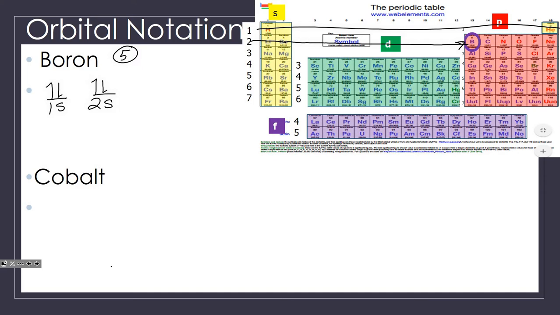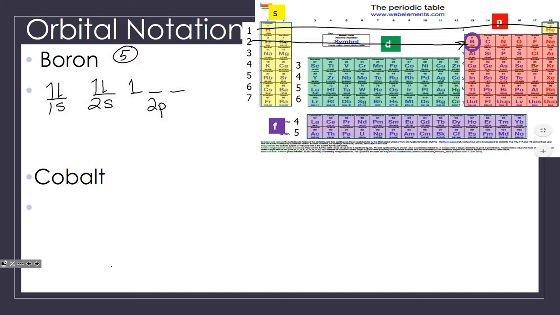Okay, I'm still not to boron, so I got to come clear across here, and I hit the 3 or the 2p. 2p has how many rooms? 3. 1, 2, 3. I have to show all the rooms, even though I'm not using them. How many into the 2p do I get? 1. And I'm done.